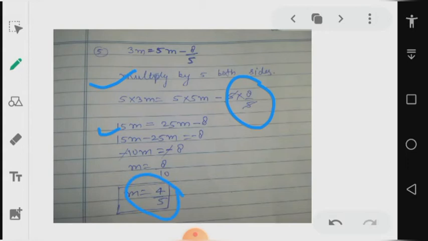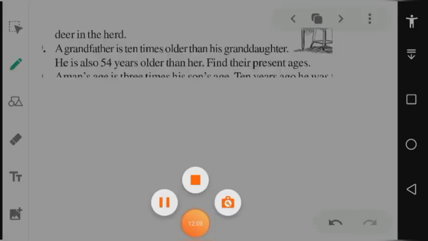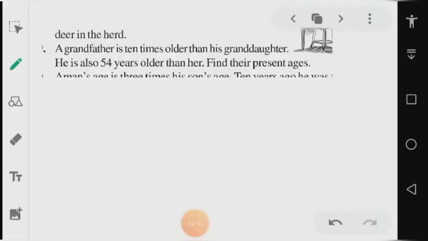Again, it is not in the simplest form, so cut these by 2 and we have m equals 4 upon 5. So when fractions are included in a question, just take the LCM of the denominators, then multiply the whole equation by the LCM.